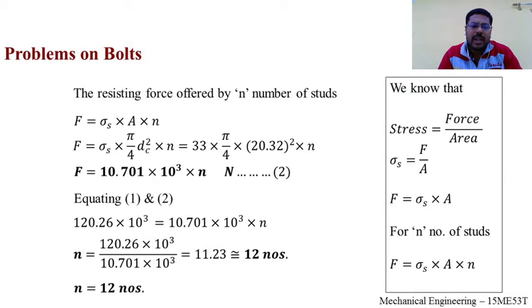So always the number of studs or bolts is rounded off to the next whole number. Therefore 11.23 becomes 12 numbers. The number of studs is equal to 12 numbers. Okay, this is the solution.